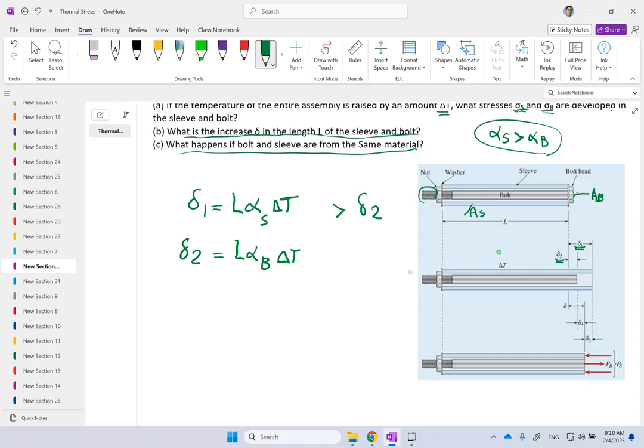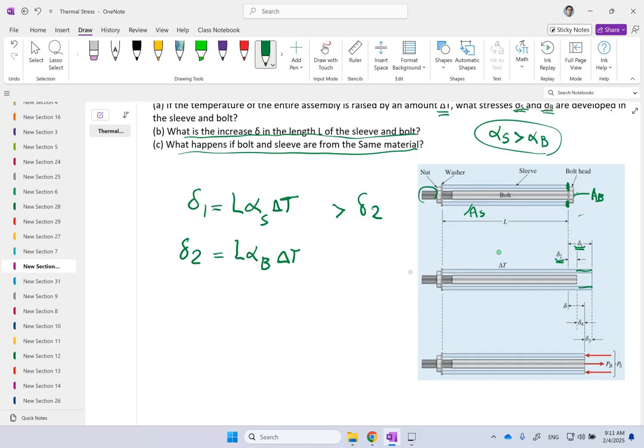if we take away the effect of the head of the bolt, this one expands more. But remember, these two should have contact. This bolt, this washer, should always have contact with the sleeve here. So the forces that are created inside the two materials, the effect of those forces is to make the total elongation of both of these to be the same.